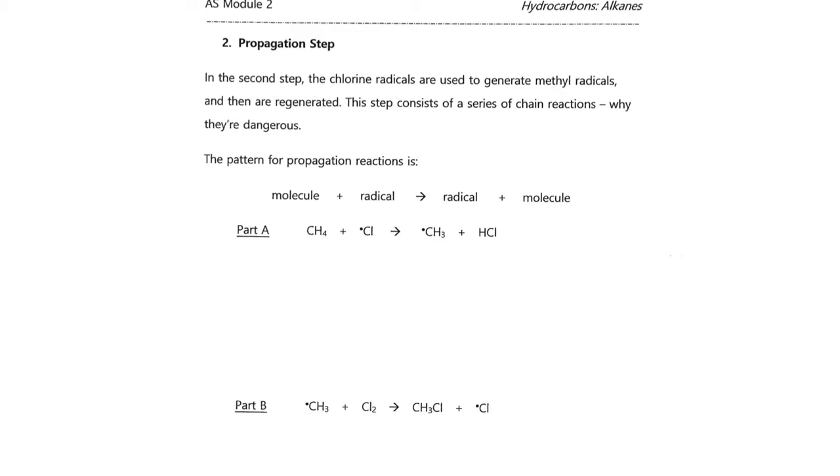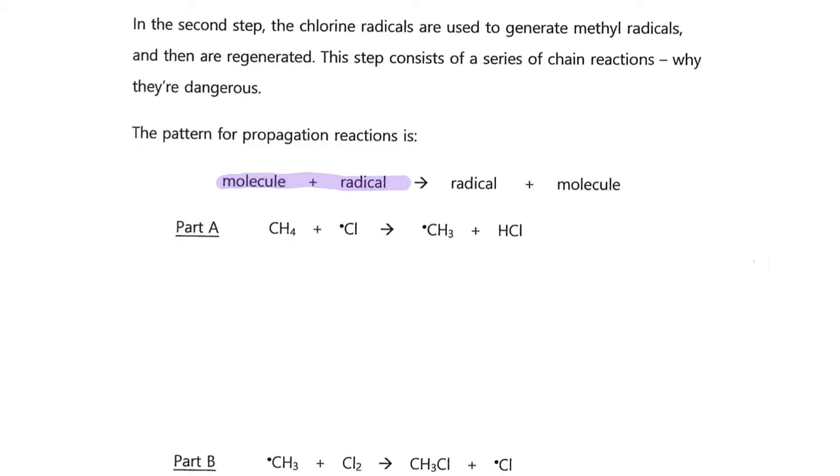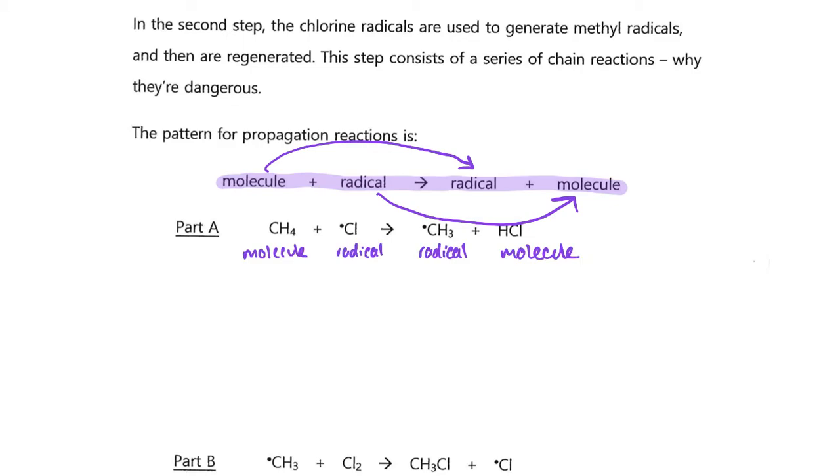It's why they're quite dangerous, they're quite difficult to control. So the pattern for this step of the reaction is where a molecule reacts with a radical, and that produces a radical and a molecule. What we mean by that is essentially the thing that started as a molecule in this step will become a radical, and the radical will become a molecule. We can see that in our equation below. We can see that a molecule is reacting with a radical, and we're producing a radical and a molecule.